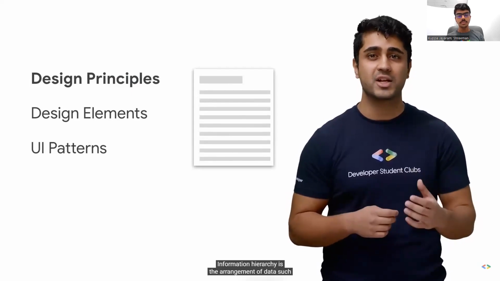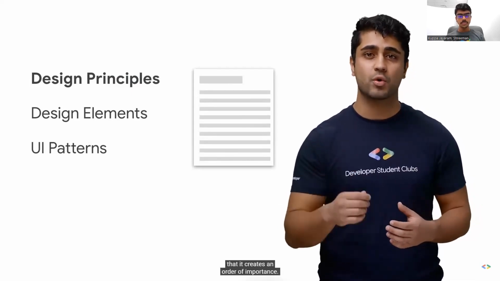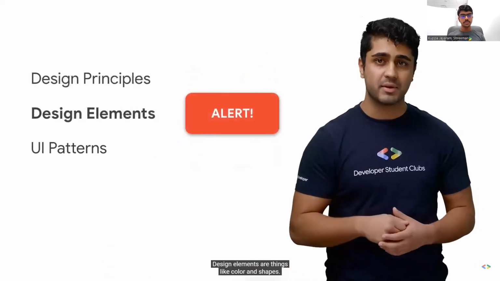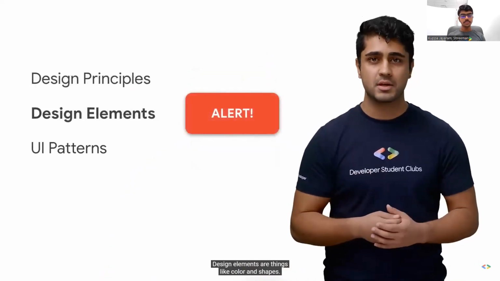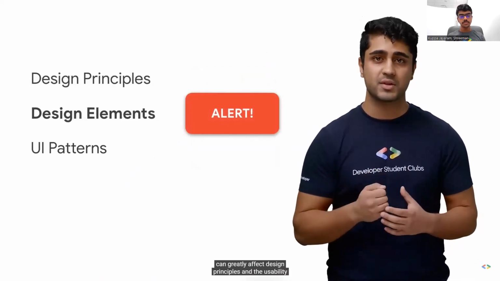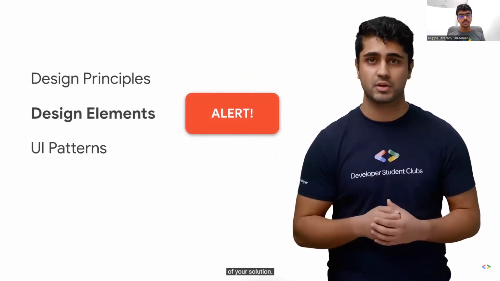Information hierarchy is the arrangement of data such that it creates an order of importance. For example, when you're looking at someone's resume or CV, can you easily find their name? Can you easily find their work experience? If not, the document needs better information hierarchy. Design elements are things like color and shapes. These may seem simple, but their use can greatly affect design principles and the usability of your solution. For example, think about what it means for text to be highlighted as red.